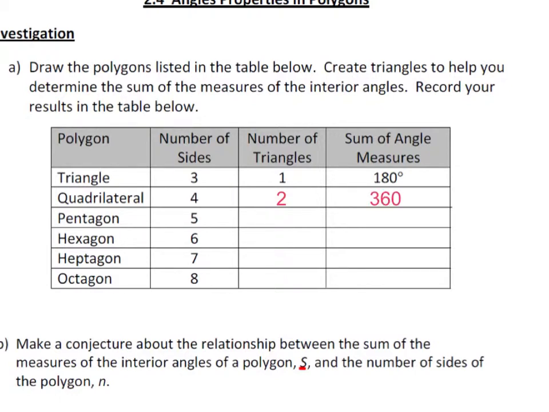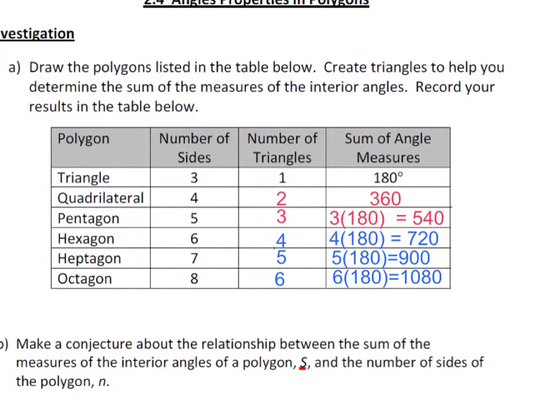Now what about a pentagon? A pentagon has 5 sides. The number of triangles that can be drawn inside a pentagon is 3, meaning that the sum of the interior angles of a pentagon is going to be 3 times 180, 540 degrees. Okay, a hexagon has 6 sides, 7 sides, 8 sides, so let's fill in the rest of this chart.